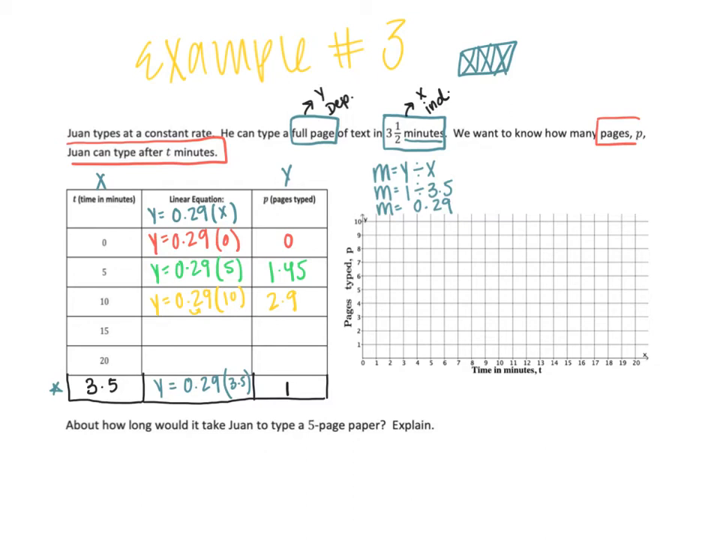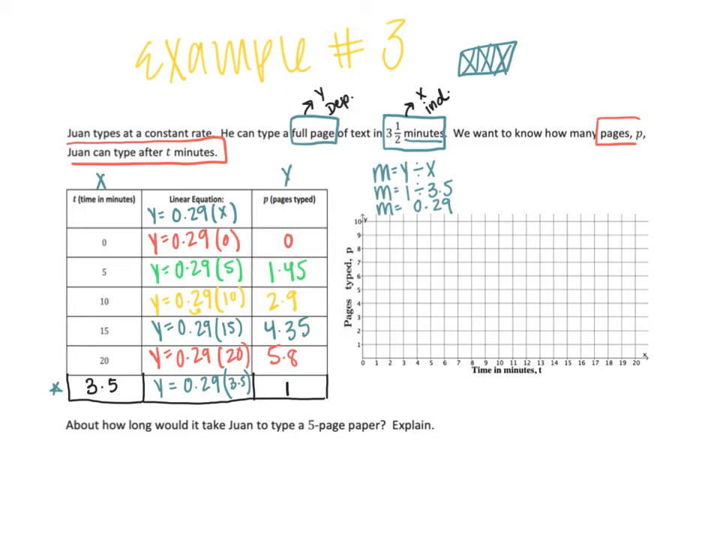Next row, I have y equals 0.29 times my x over here is 15. 0.29 times 15 in my calculator gives me 4.35. And then the last one they give me here is 20. I'm going to do y equals 0.29 times 20 in my calculator. And I get 5.8.